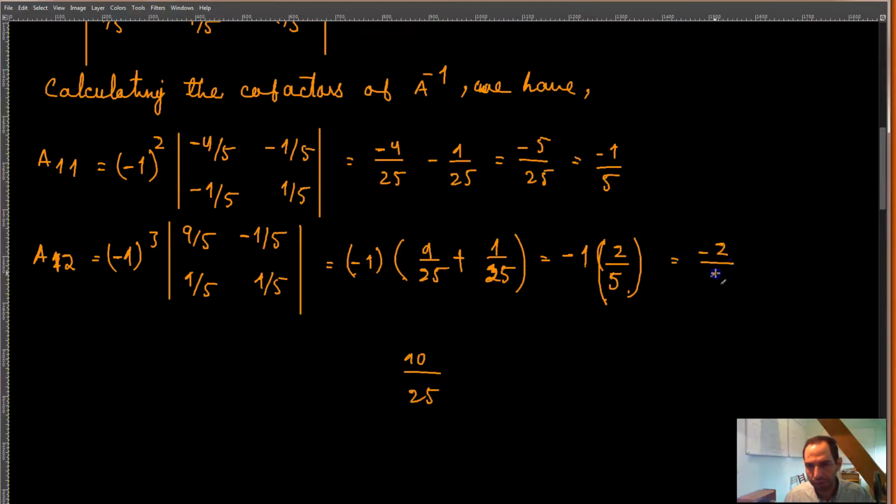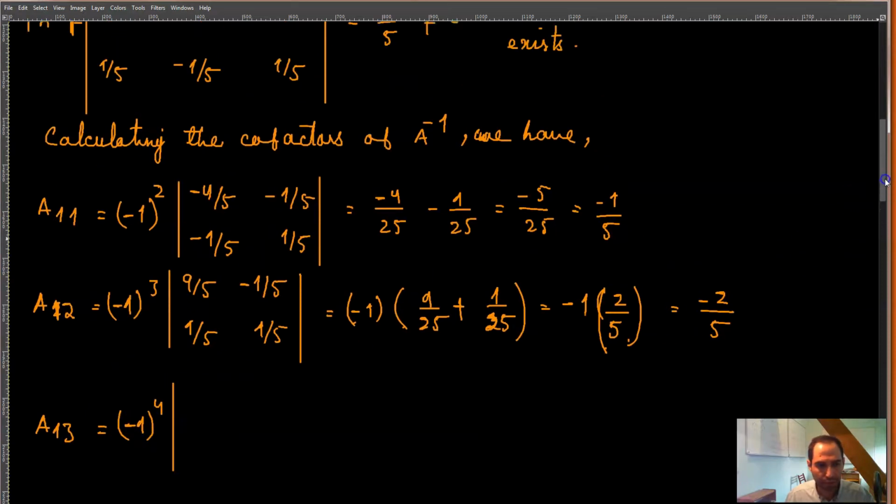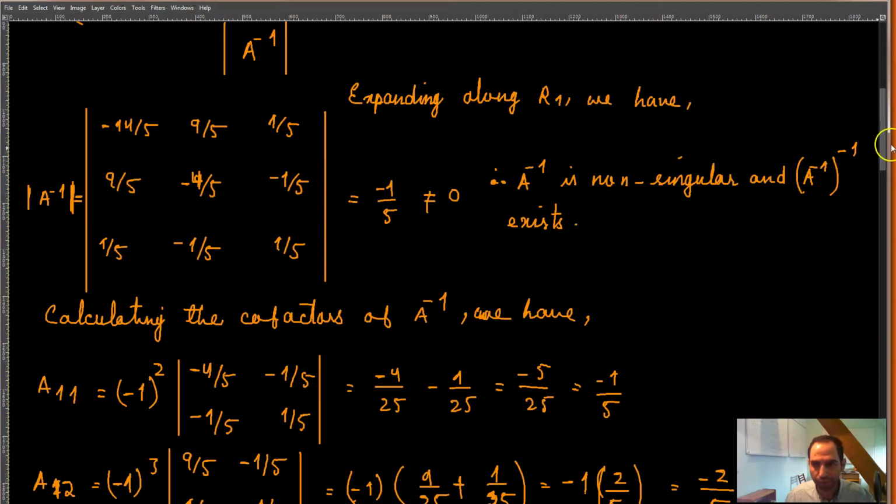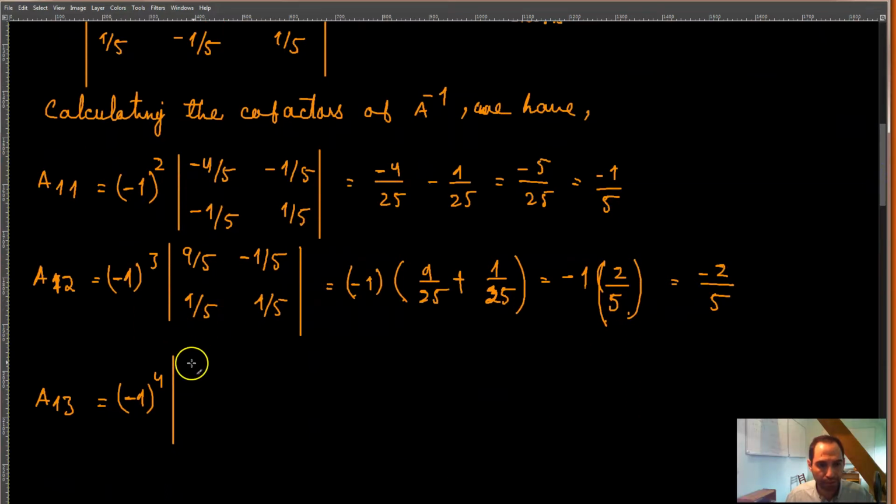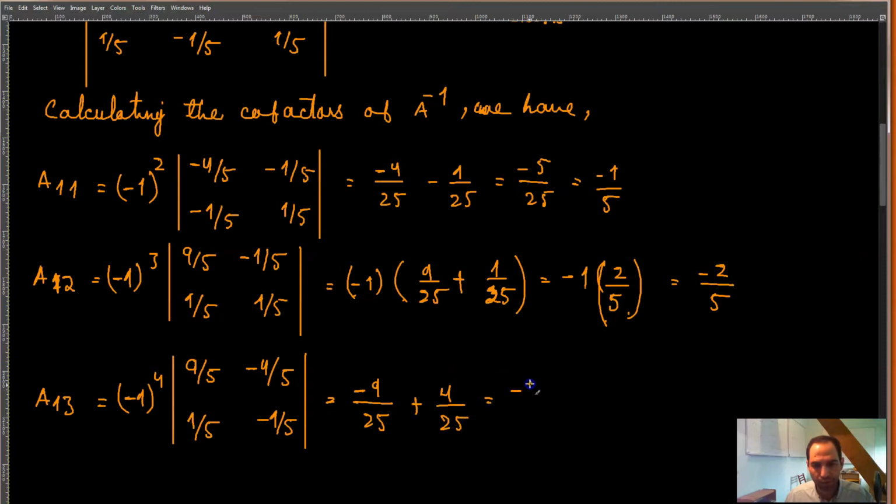Which is equal to negative 2/5. Next, a of 1/3 is equal to negative 1 raised to the 4th power times the determinant of 9/5, negative 4/5, 1/5, and negative 1/5, which is equal to negative 9/25 plus 4/25, which is equal to negative 5/25, which is equal to negative 1/5.